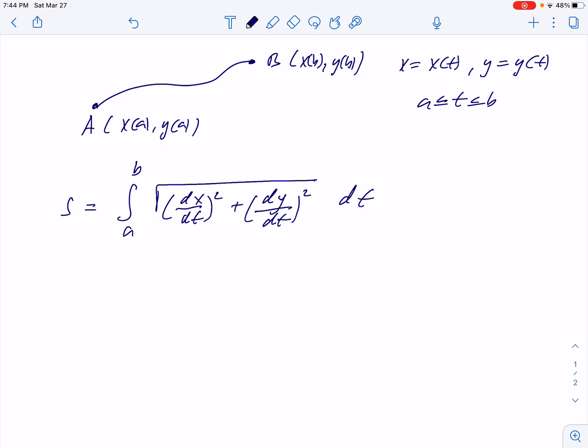Very often these integrals are very difficult to compute. We shall see some examples where this will be possible.